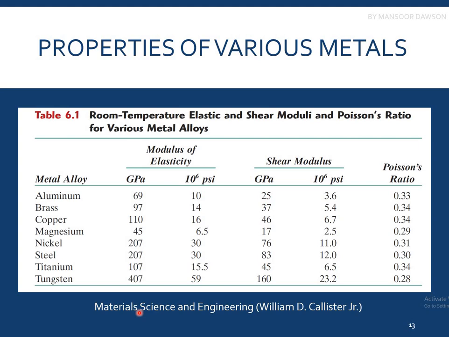So here are certain properties of different metals at room temperature: modulus of elasticity, shear modulus, and also Poisson's ratio. You can see over here that the modulus of elasticity is 207 for steel and 407 for tungsten. So it's very high. That means that it would resist this amount of stress while in the elastic region. So this is a lot of stress which tungsten and steel are resisting. And the shear modulus is also high. You can see that it is 83 for steel and 143 gigapascals for tungsten.